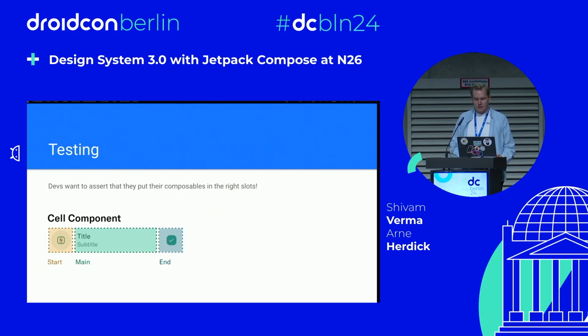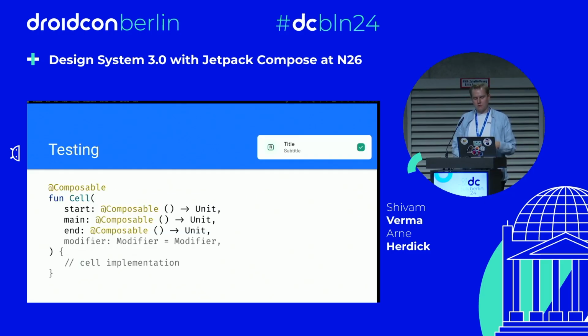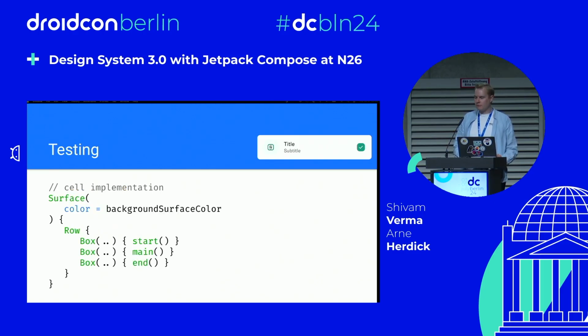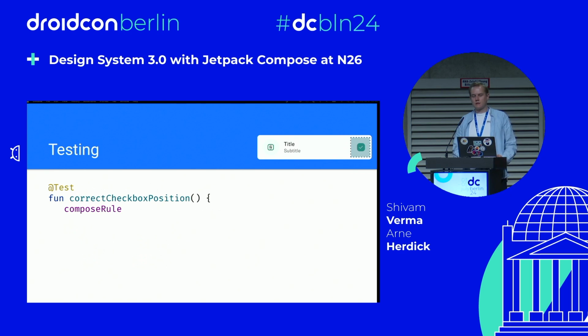And now how would I do this? Well, now I need to look at the implementation of the cell in the design system. So signature, super easy. We have start, main, and end slot. And the implementation is also really easy. Just have a surface, which we have so we can provide a background color. And we have a row to arrange the 3 slots. So now as a feature dev, I think, okay, easy enough. In my test, let's get a compose rule. Let's find the cell, maybe I place the test tag on it.